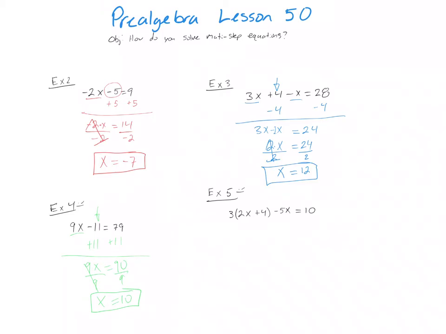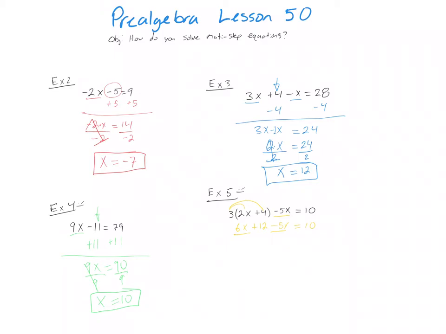And this next one, we're going to need to do a little bit of simplification before we can get stuff to the other side. So I'm going to say 3 times 2x, which is 6x. 3 times the 4, which is 12. And then that minus 5x from right here, just writing it down here, is equal to 10.